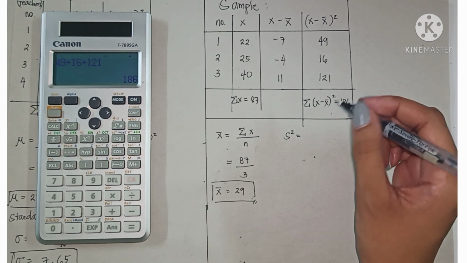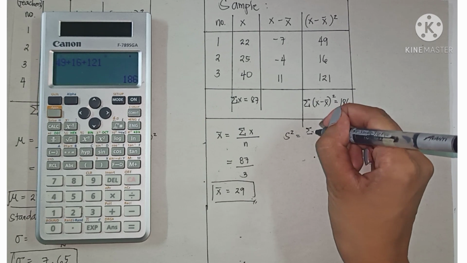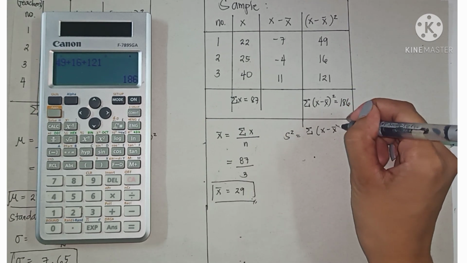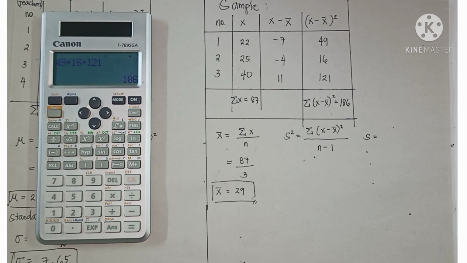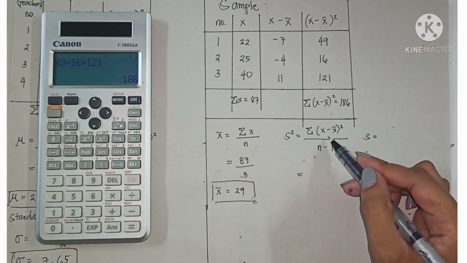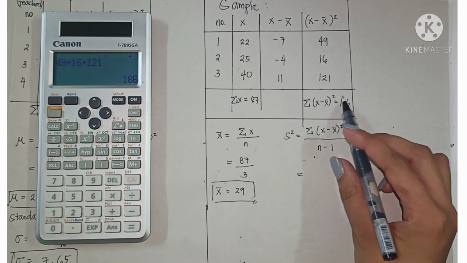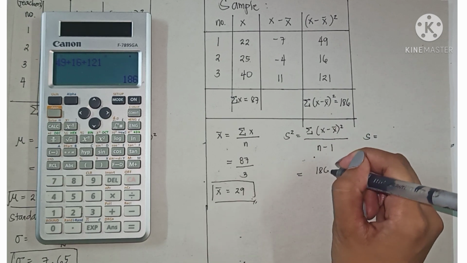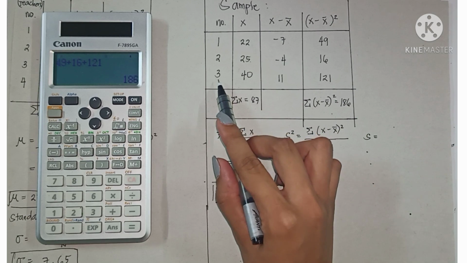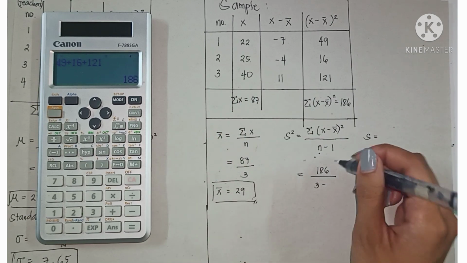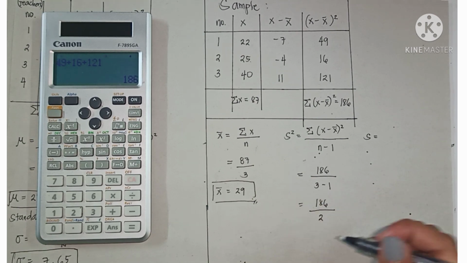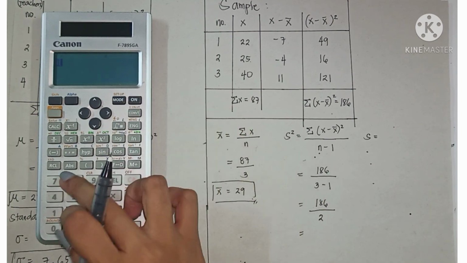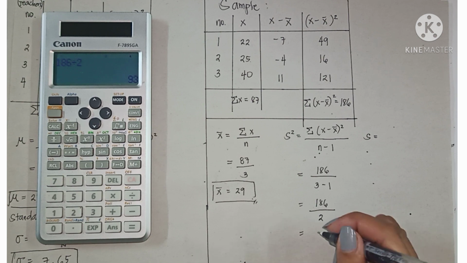Again, to solve for the sample variance, our formula is summation of x minus x bar squared over n minus 1. So, just substitute lang po. May nakuha na tayong summation ni x minus x bar squared, and that is 186. So, just substitute 186 divided by, ang n natin is 3. Sample size natin is 3, then minus 1. And that is equal to 186 divided by 3 minus 1 is 2. And 186 divided by 2 is equal to 93.